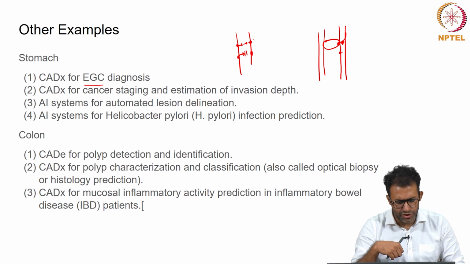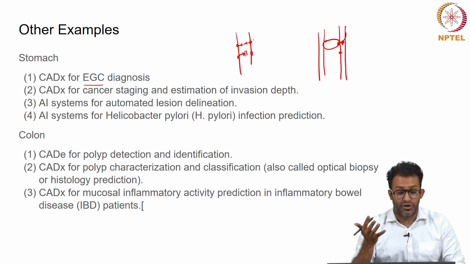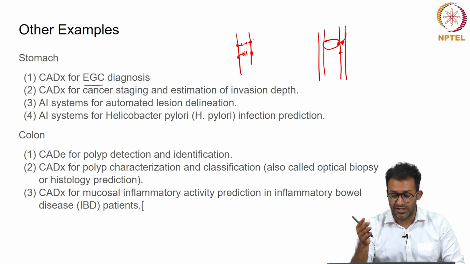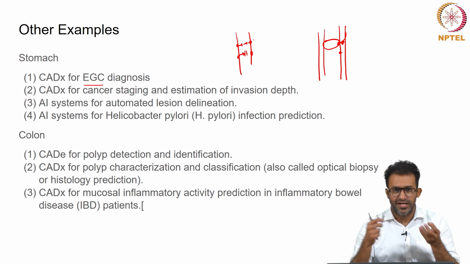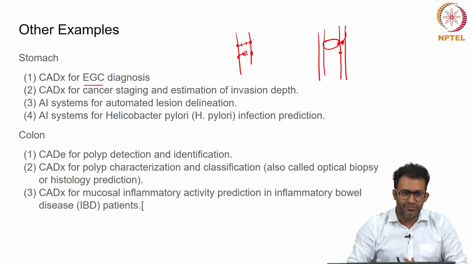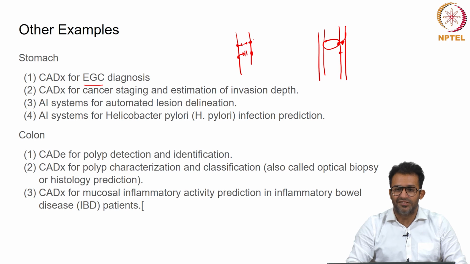In the lower GI area, we can use computer-aided detection for polyp detection and identification. We can use it for polyp characterization and classification, and you can use it for predicting mucosal inflammatory activity in inflammatory bowel disease. Inflammatory bowel disease, you might have heard of it, Crohn's disease and ulcerative colitis.